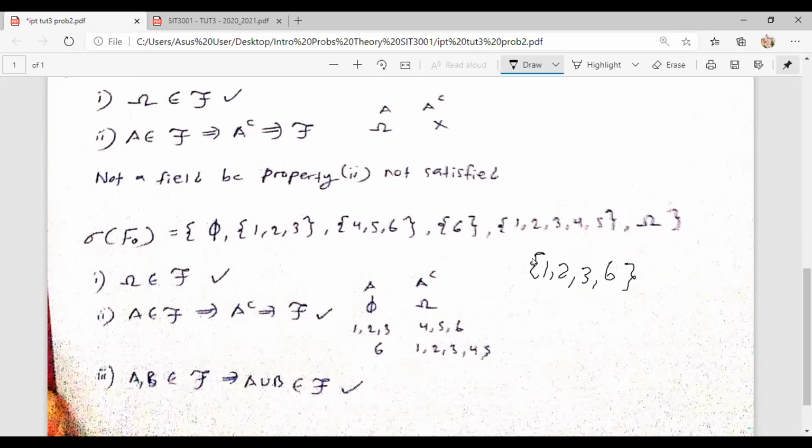Once you have generated the sigma field, check that if you apply the operation of countable union on all the members in this set, they will produce members that are still in this set. So that's one way to check. Okay. Thank you.